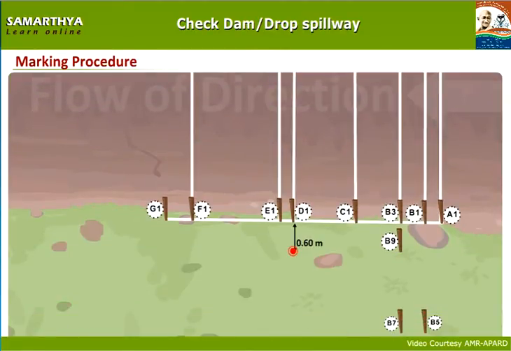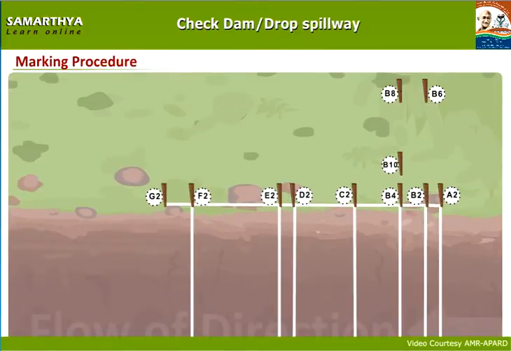On the left side of D1 at a distance of 0.60 meters, fix a wooden pole and mark it as D3. On the right side of D2 at a distance of 0.60 meters, fix a wooden pole and mark it as D4.